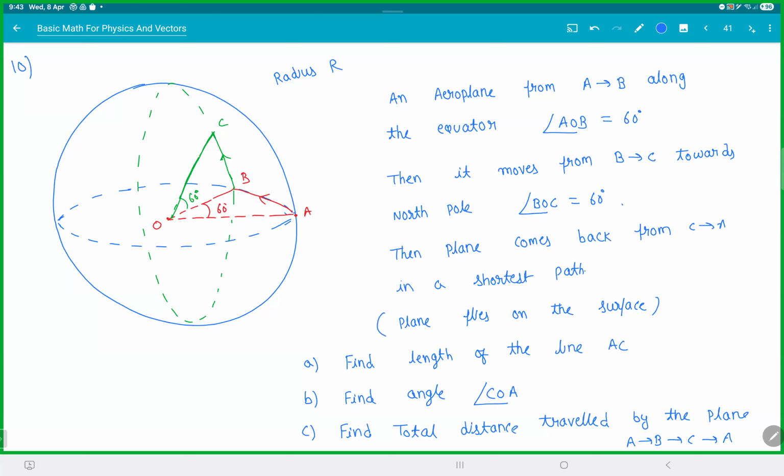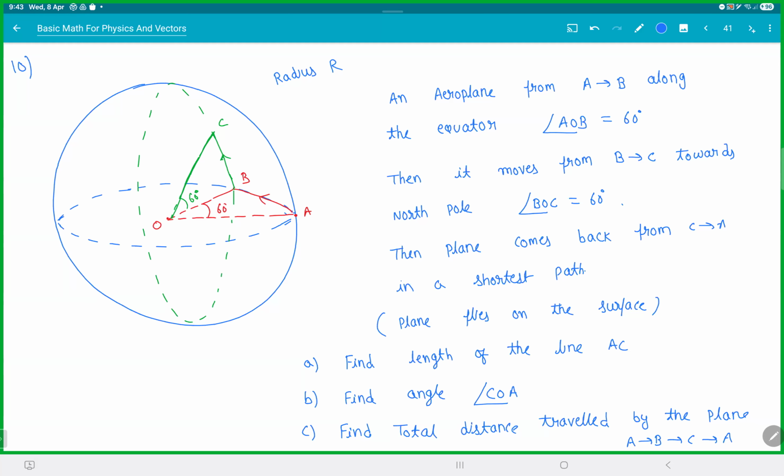Is the picture clear, everyone? So think of it like this. The plane is flying from Mumbai to Dubai and Dubai to Moscow. I know we are not exactly on the equator, but something like that. Able to visualize that? So the plane flies along the equator and then goes towards the North Pole.